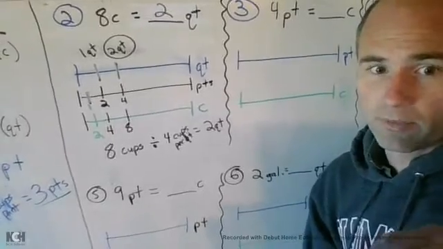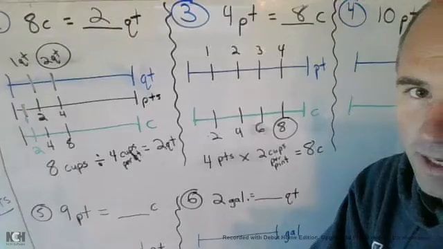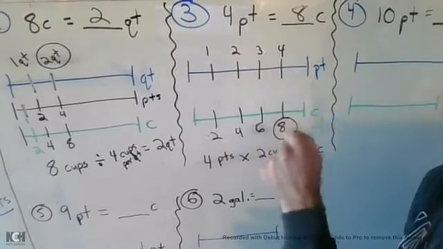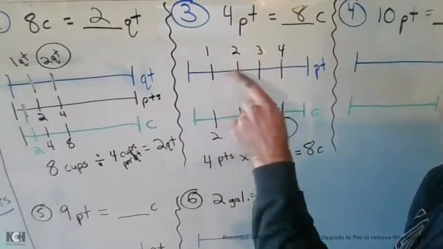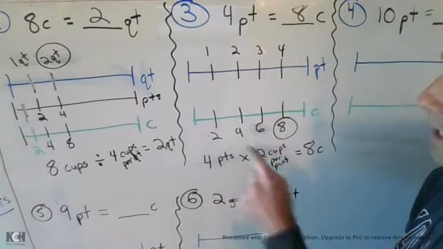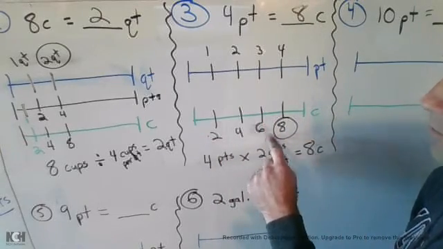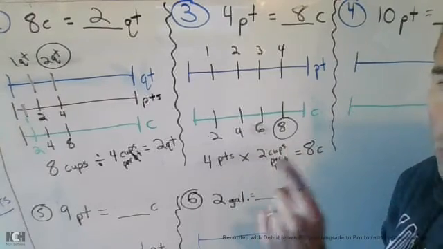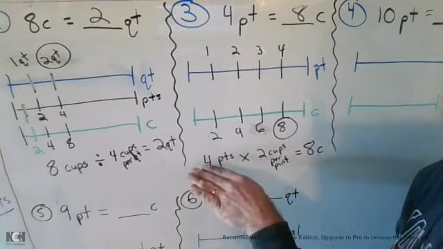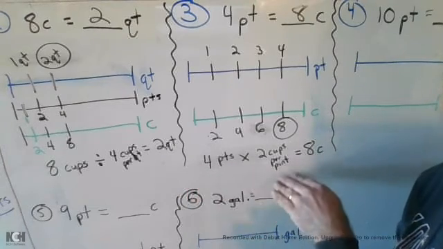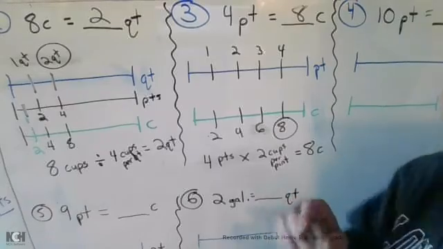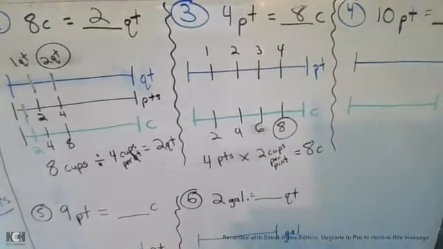Four pints equals how many cups? All right, we're back. So don't get lost here. We're right here on this problem. So 4 pints, 1, 2, 3, 4, equals 8 cups. I counted by 2s because according to my chart, 2 cups make a pint. And I could also do 4 pints times 2 cups per pint to equal 8 cups. All right, number 4.